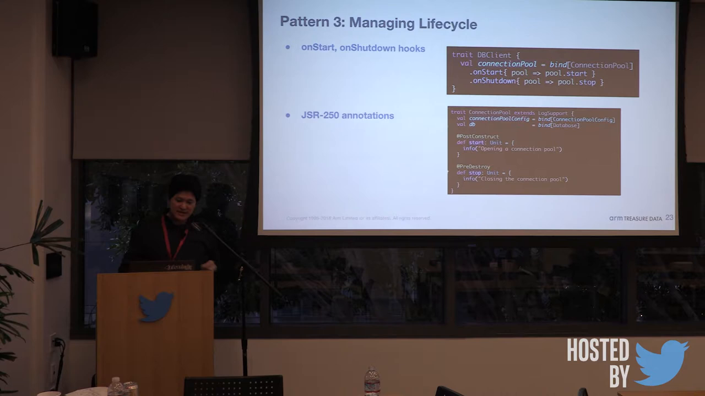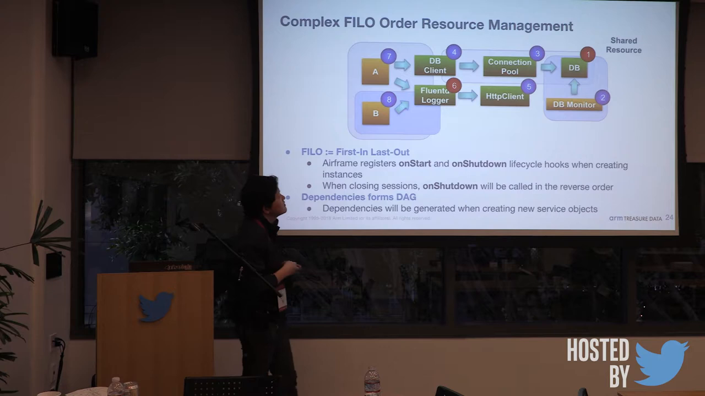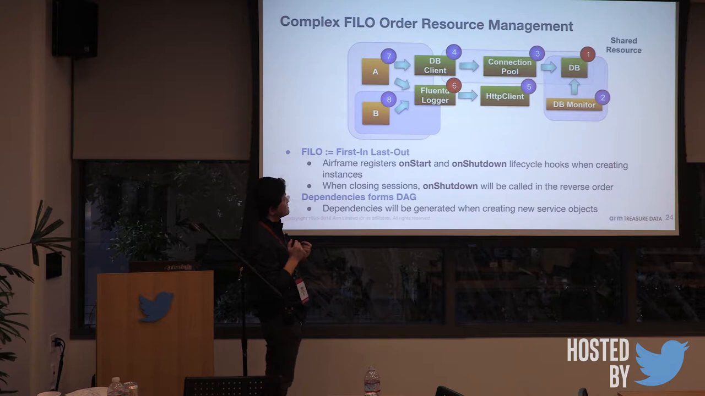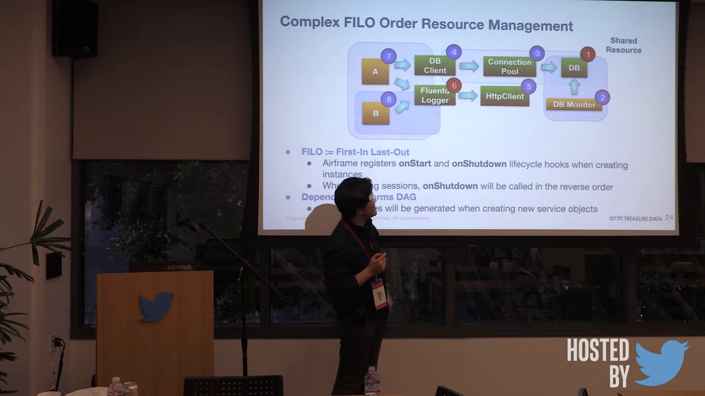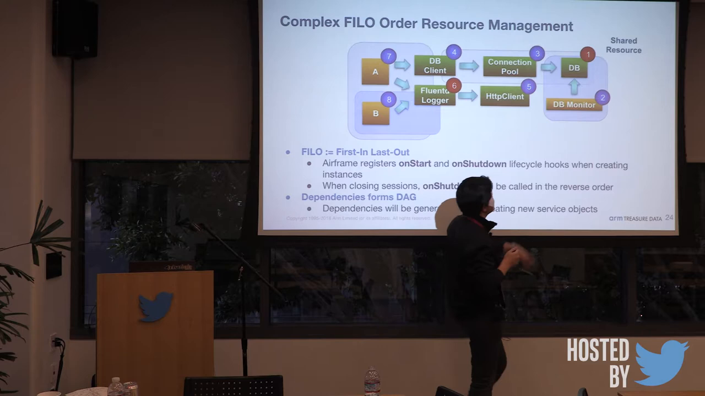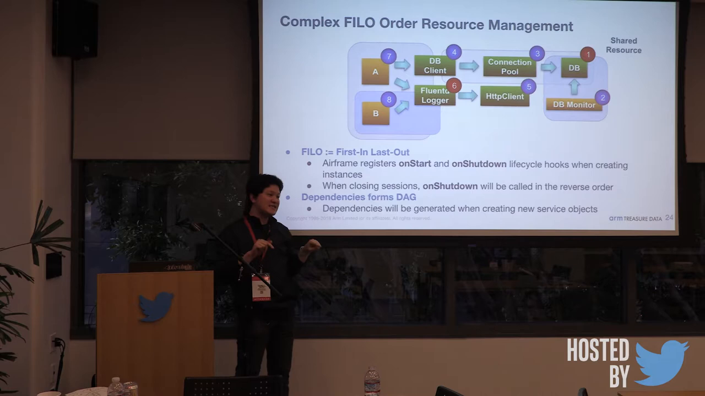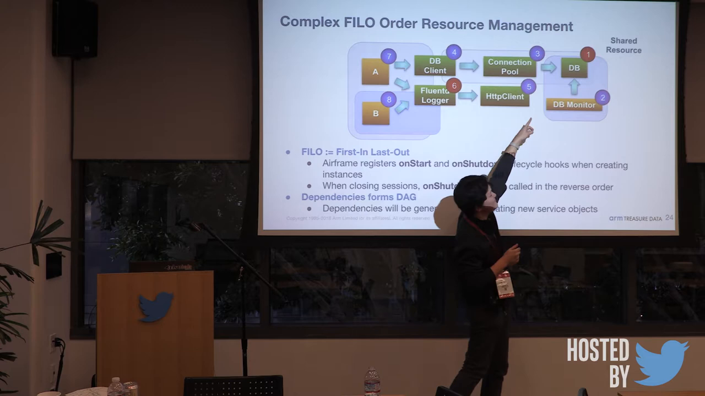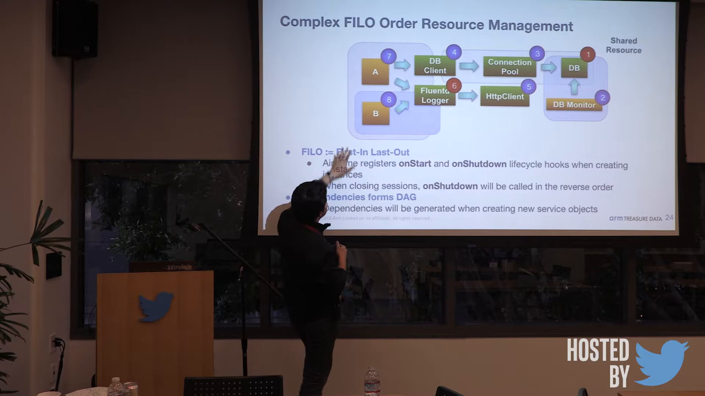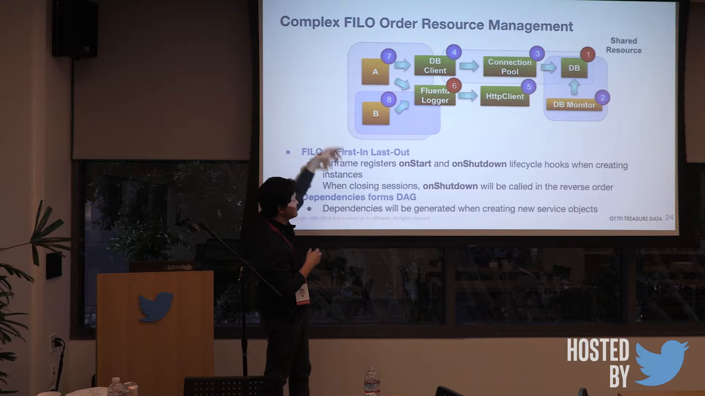What is good about this is that in the real world, the initialization and termination order is quite complex. So for example, when building this kind of application, the database needs to be initialized first, then we are going to start the database monitor. After that, we are going to start the connection pool, database client, and service A. So the order of initialization is usually: the deeply nested leaf child instances should be first. Then the application, which actually uses these components, will be the last one.